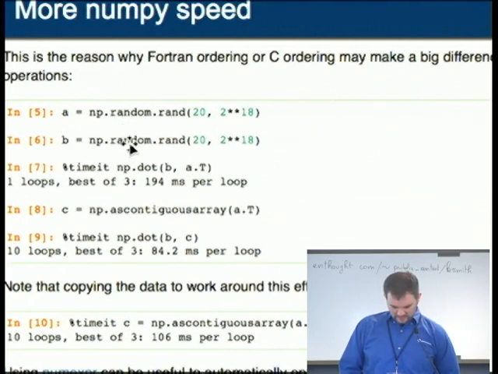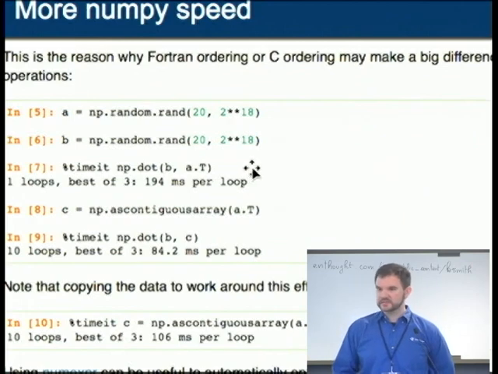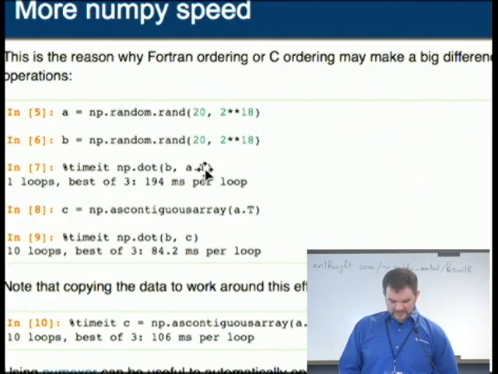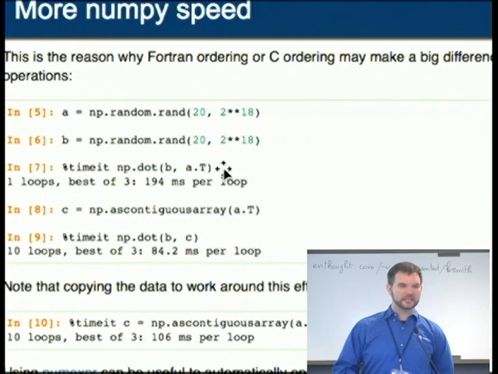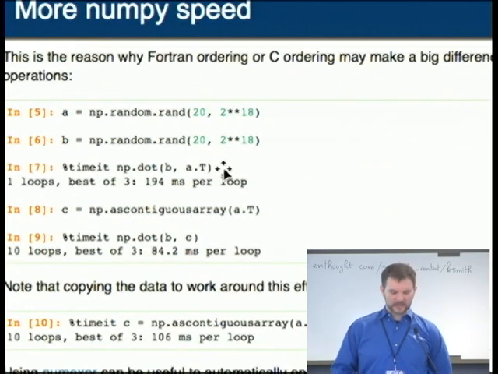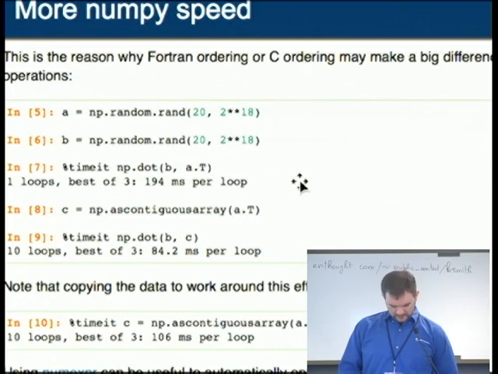Here we're creating 2 arrays, A and B. We're taking the dot product of B and A's transpose. If you do A.T, all it's doing is updating the metadata. It's not changing any of the underlying data. And you see that takes 194 milliseconds per loop.